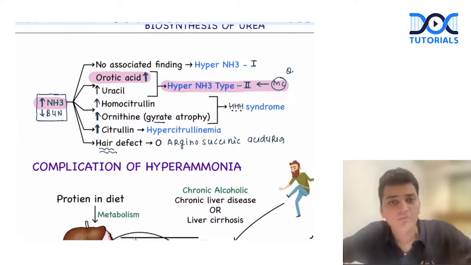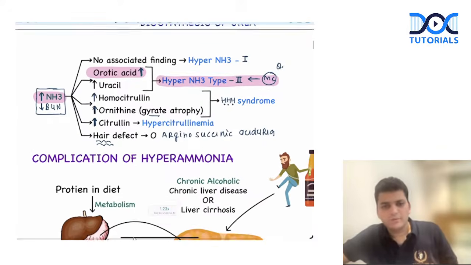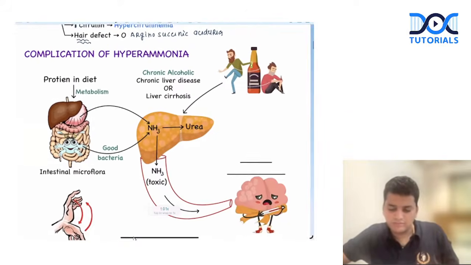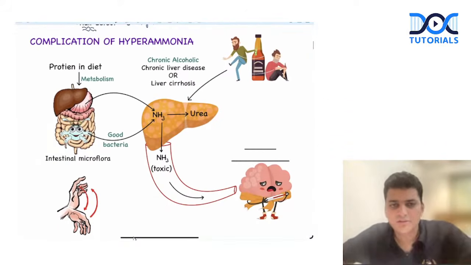In fact, if a question comes, the ammonia is more, urea is less, and you are not getting any clue, go for hyperammonemia type 2, because that is the most common and most commonly asked also. There's going to be more ammonia and there's going to be more orotic acid. The last point about hyperammonemia, and it's very clinically relevant for us.